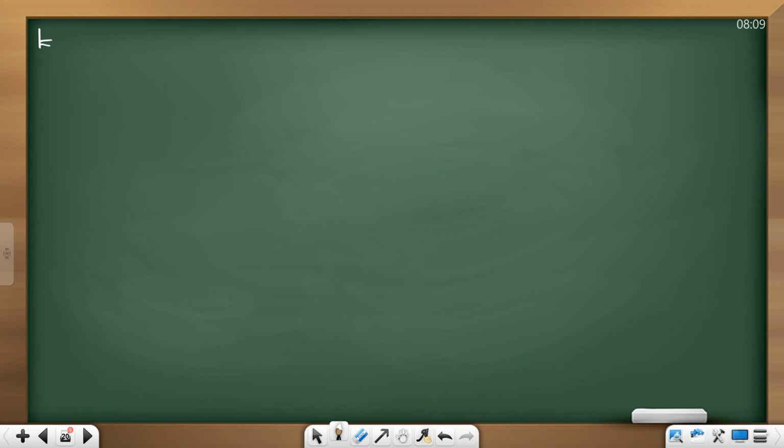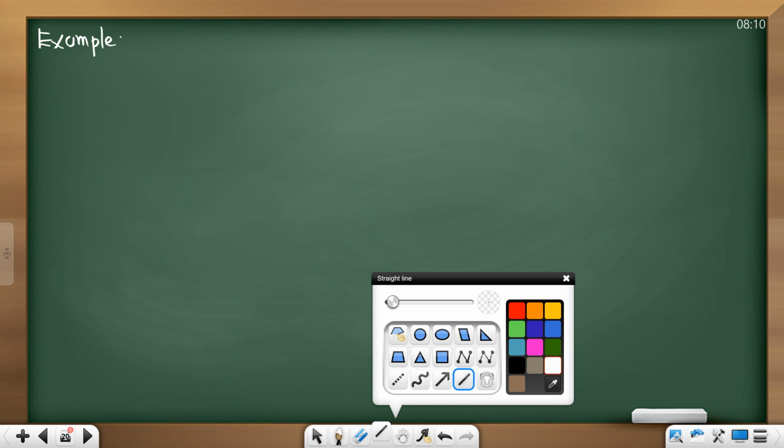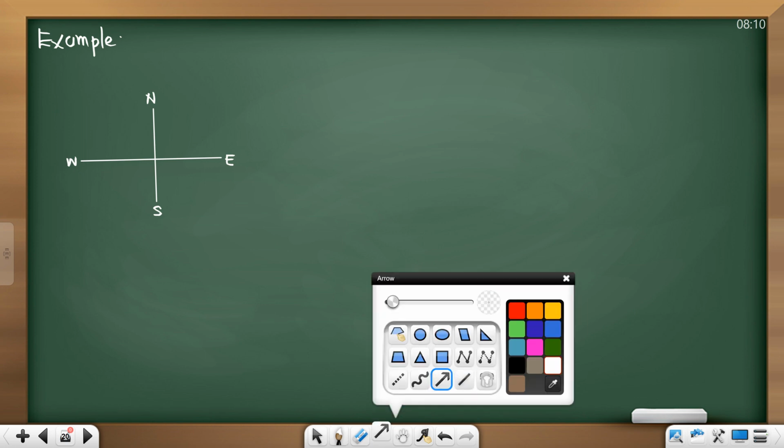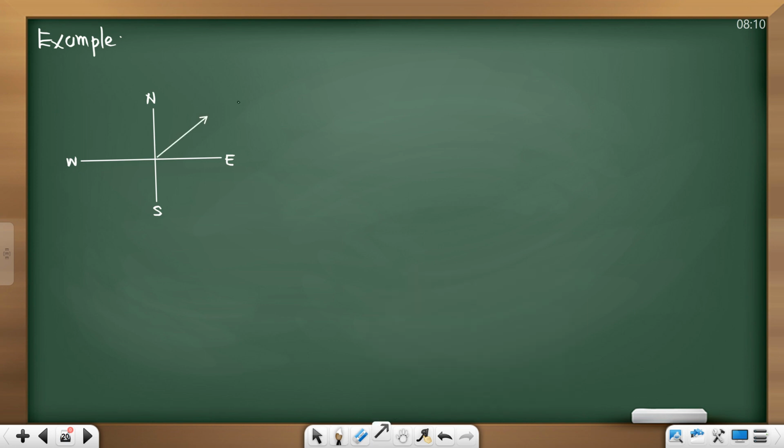Example, quickly. Let's look at this. We're going to create that. You know this north, south, east, and west. Okay, let's create a force. Look at that force. And let's make this angle 30 degrees. And this force is 30 newtons.